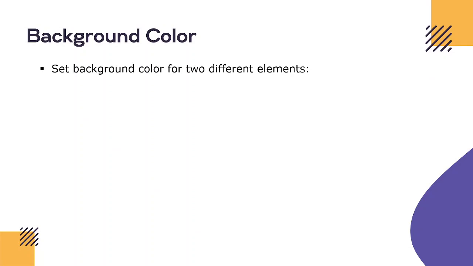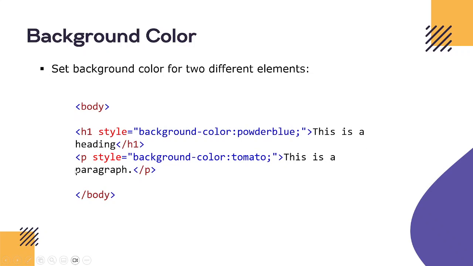Set the background color for two different elements, the body, the h1 style, and the p style. So same sila na background color. What color do you want? Sky blue, powder blue, tomato, red, orange, ganyan. So depende na yan sa developer, and of course, your design.